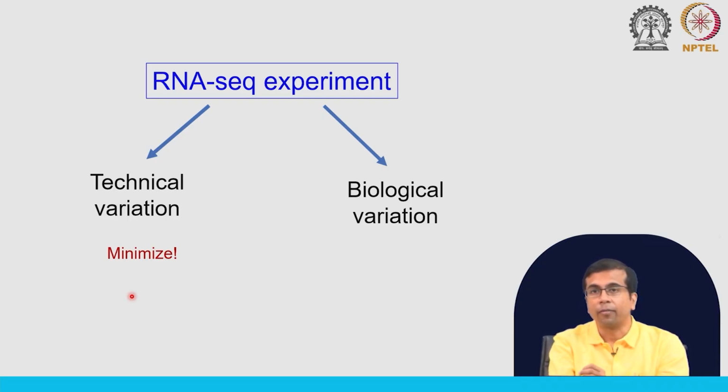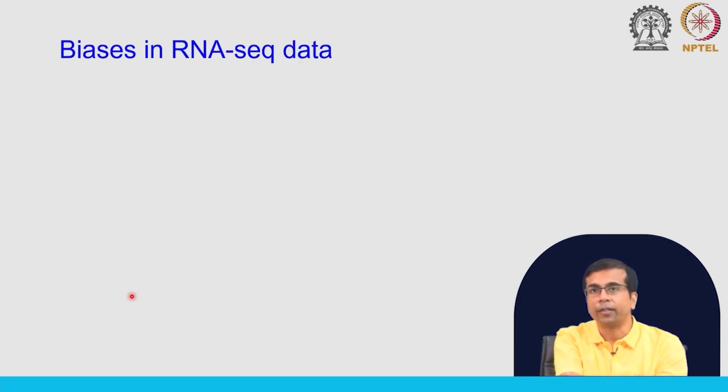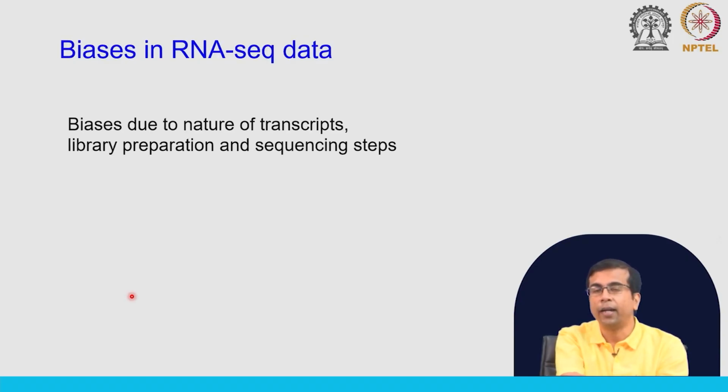So, let us now move into the biases in RNA-seq data. What are the different types of biases that we can see? These biases arise due to the nature of transcripts during the library preparation steps and the sequencing steps. In the next slides we will talk about these steps where these biases come into the picture.